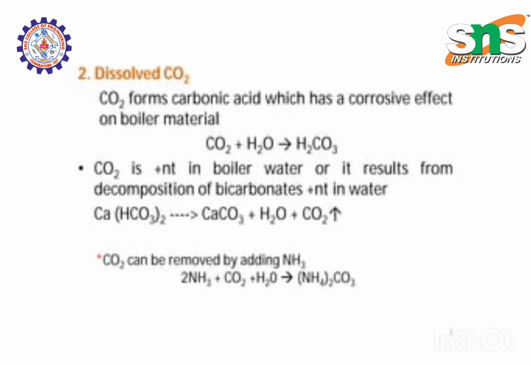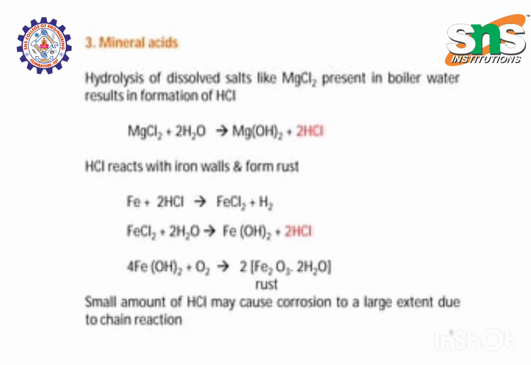mechanically by the deaeration method. And the acids produced from dissolved salts in water are also mainly responsible for the corrosion of boilers. Salts like magnesium chloride and calcium chloride undergo hydrolysis at high temperature to give HCl, which also corrodes the boiler. These can be removed by addition of alkali to the boiler.